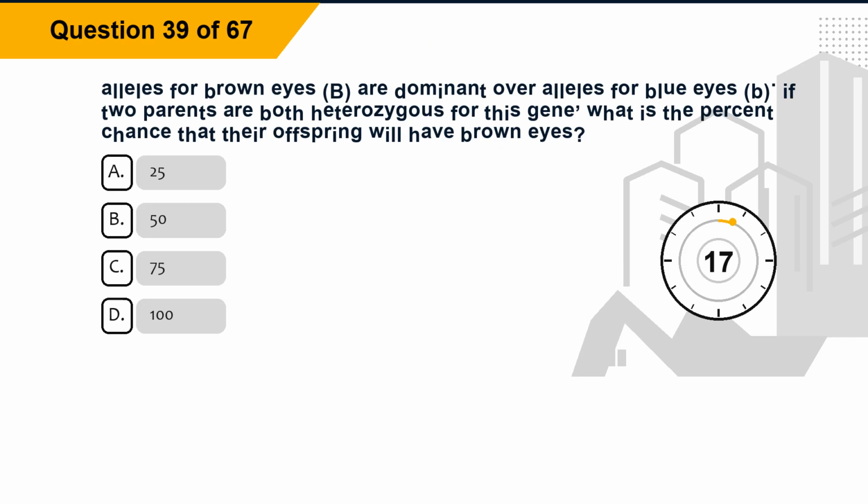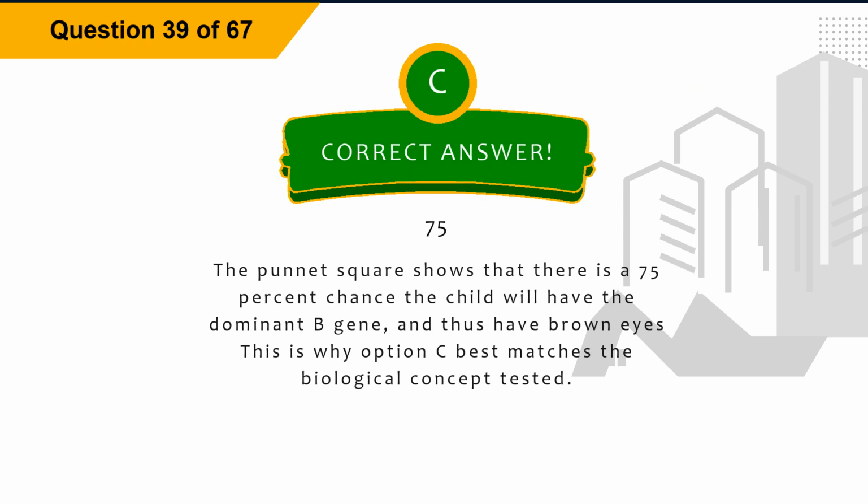Question 39. Alleles for brown eyes, B, are dominant over alleles for blue eyes, b. If two parents are both heterozygous for this gene, what is the percent chance that their offspring will have brown eyes? Option A, 25. Option B, 50. Option C, 75. Option D, 100. The correct answer is option C, 75. Explanation. The Punnett square shows that there is a 75% chance the child will have the dominant B gene, and thus have brown eyes. This is why option C best matches the biological concept tested.